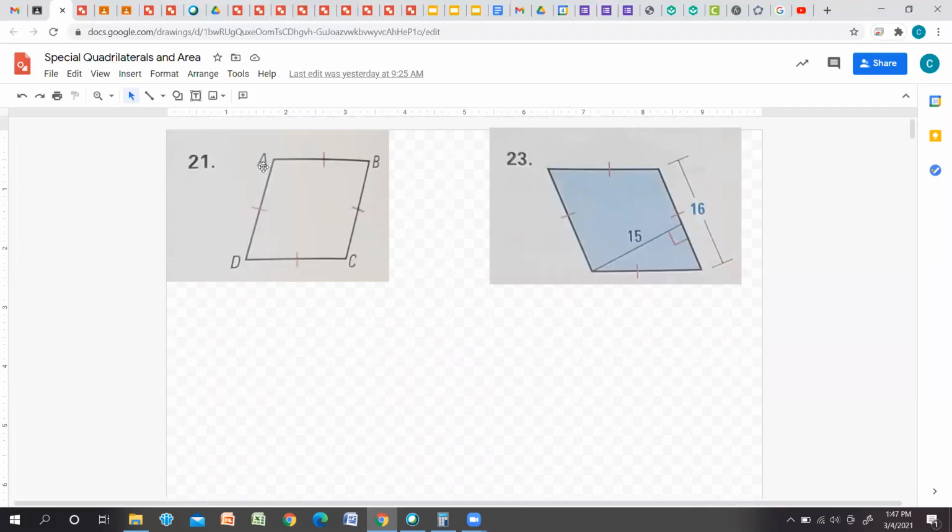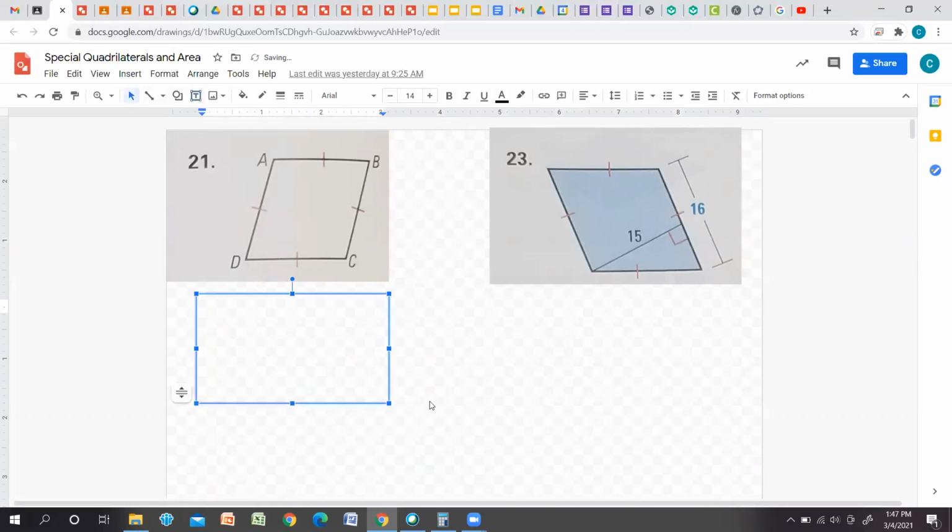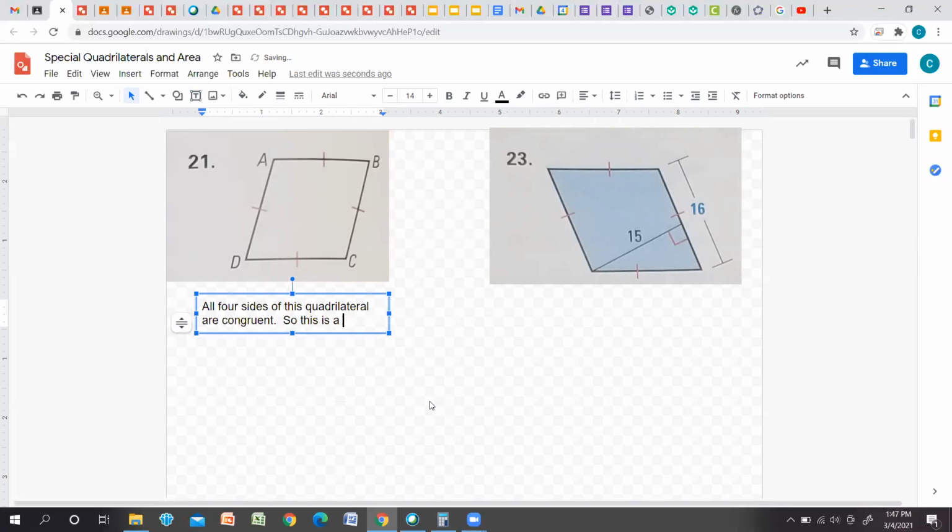So first here, A, B, C, D. What kind of quadrilateral is this? Well, all four sides are congruent. All four sides of this quadrilateral are congruent. So this is a rhombus, right? A rhombus is defined specifically as a quadrilateral with four congruent sides.